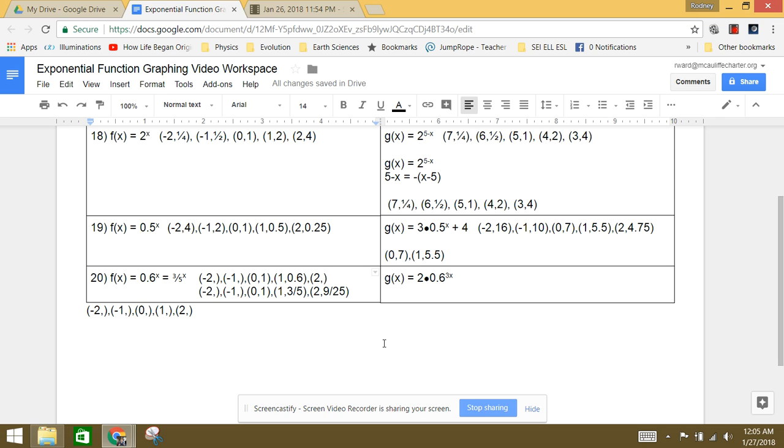0.6 times 0.6. Well, 6 times 6 is 36. I have 1 plus 2 decimal places. So that's going to be 0.36, which is the same as 9/25. I quadruple the denominator to get 100. I quadruple the numerator to get 36. That's 36 over 100. And now let's go back here to -1.